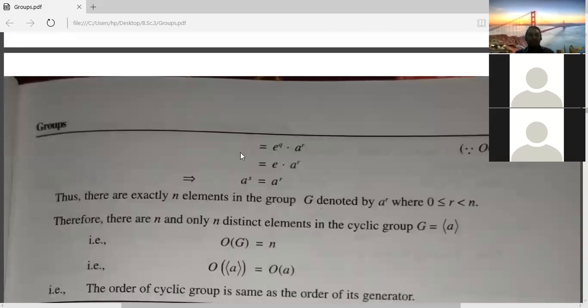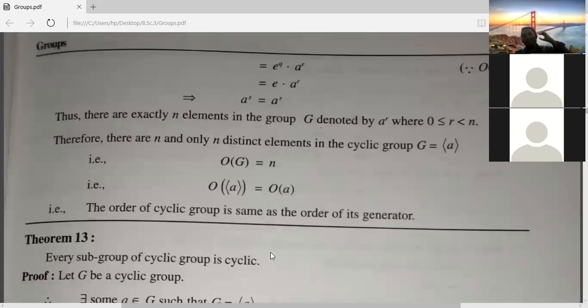Now the order of Z equal to n. Now Z is equal to the cyclic group generated by A. The order of A is equal to the order of the cyclic group. That's why you are writing here: the order of a cyclic group is the same as the order of the generator.